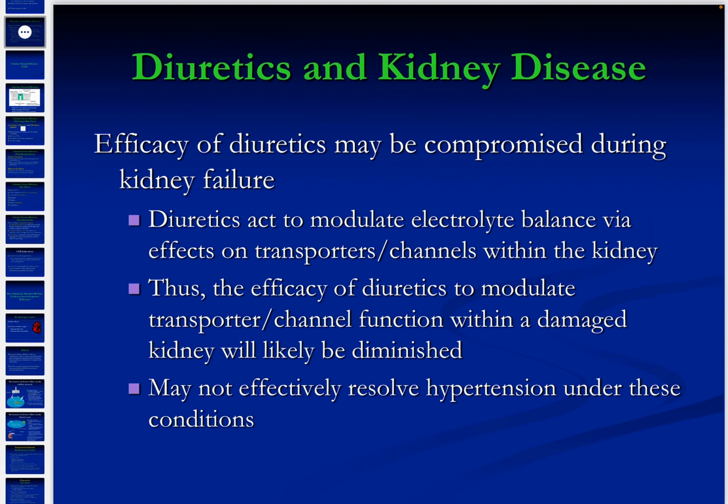They are not very effective to resolve hypertension under conditions of kidney failure. The explanation is here. Again, let me read it here. Diuretics act to modulate electrolyte balance via effects on transporters or channels within the kidney. Thus, the efficacy of the diuretics to modulate these transporters and channels within a damaged kidney will be diminished or compromised. That's why we wouldn't see much of an effect.